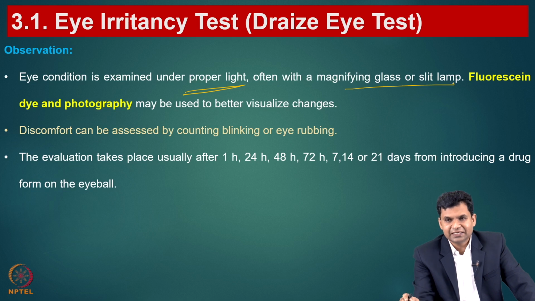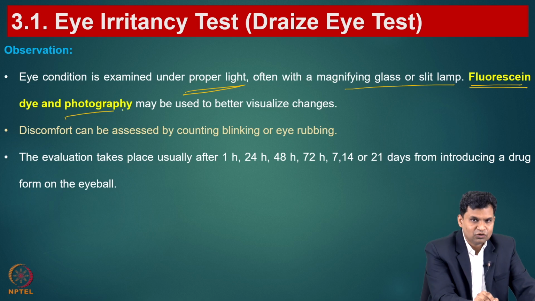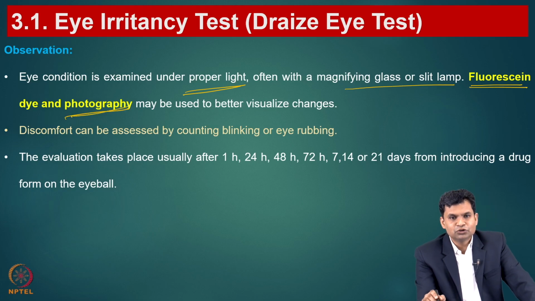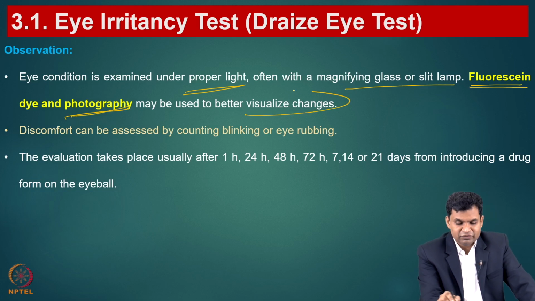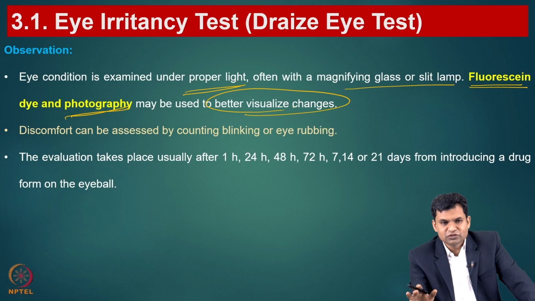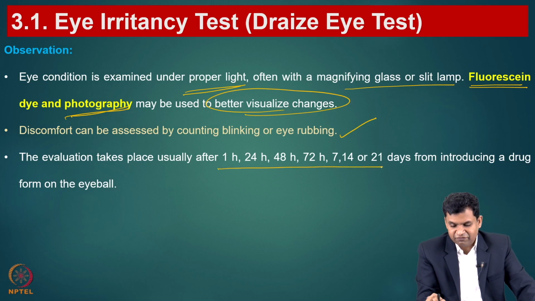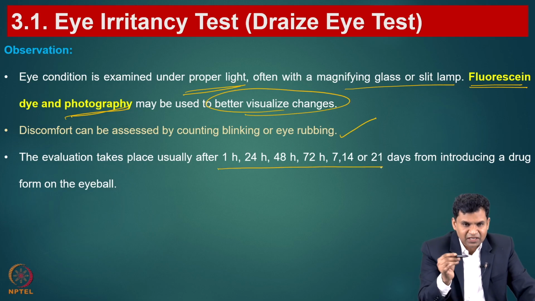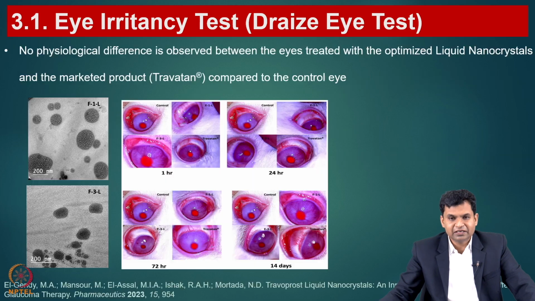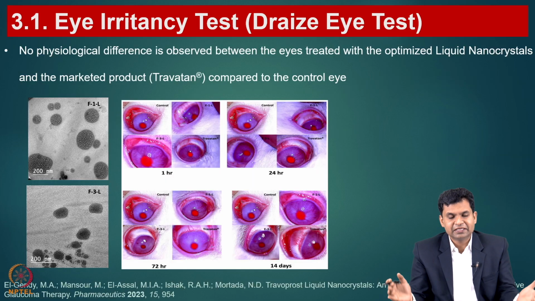We need to examine the rabbits under proper light with magnifying glasses and the slit lamp, and we need to give fluorescein dye as well as take photographs. That needs to be used, and with this we have to visualize the eye. If there is any discomfort, any problem in the blinking of the eye or rubbing, that needs to be counted at different time intervals, and based on that we can consider whether it is irritative or not.